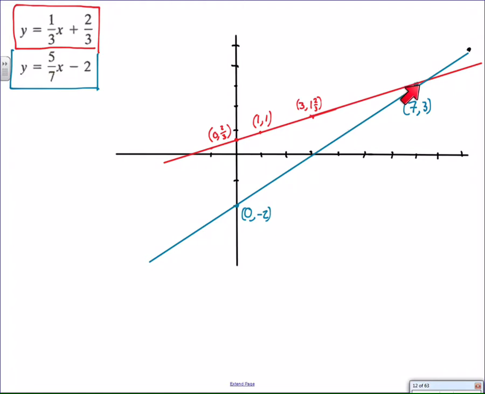I'm going to verify this, but it looks like when x is 7, y is 3, will be a solution to the bottom equation. 5/7 of 7 is 5. 5 minus 2 is 3. So (7, 3) is a solution to the bottom line. But if I put 7 in for x here, I get 7/3 plus 2/3 is equal to 9/3, which is also 3. So what's significant about the point (7, 3)? It is a solution to both equations at the same time. So the point that the lines share is the solution to the linear system.